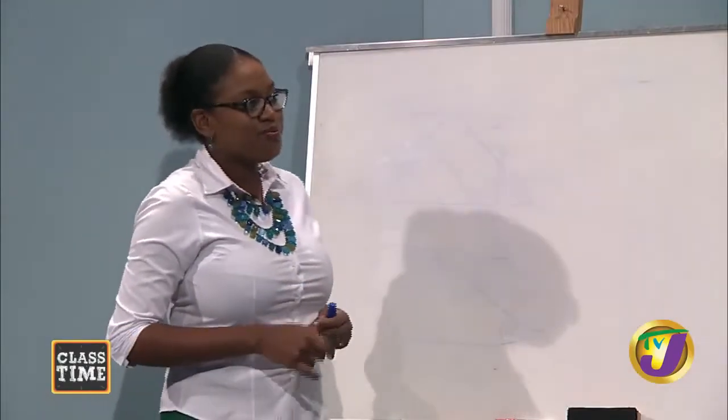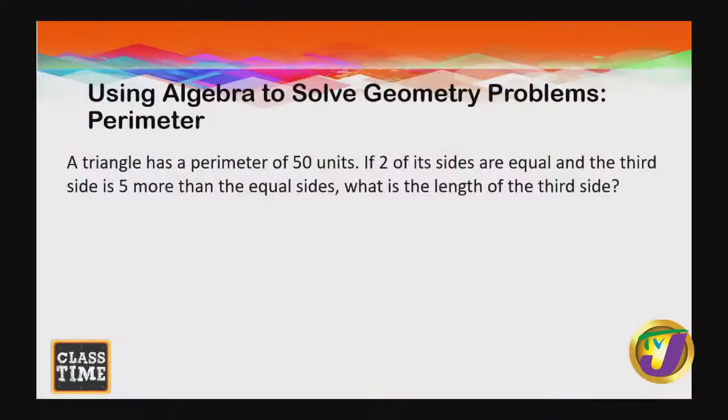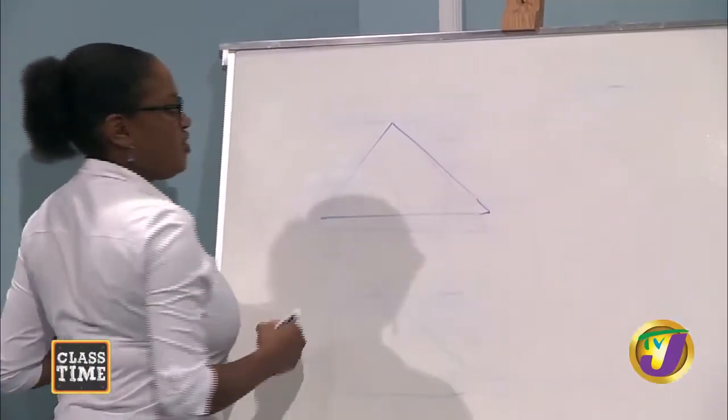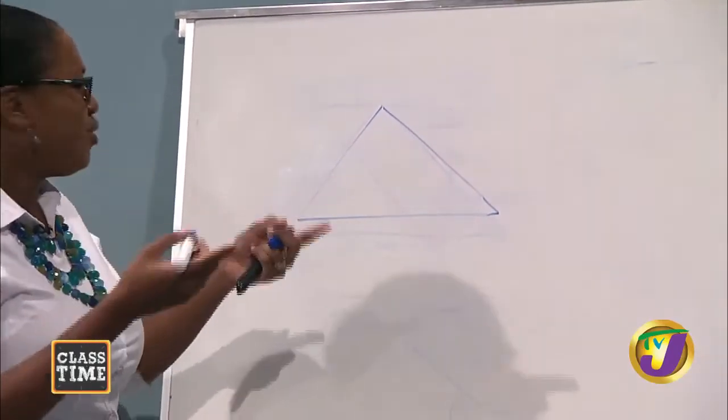Let's see how we can use some algebra to help us solve some geometric problems. This one is on perimeter. A triangle has a perimeter of 50 units, and if two of its sides are equal, and the third side is 5 more than the equal sides, what is the length of the third side? Just draw for me, please. The triangle looks like this. Two sides are equal, but we don't know what these sides are, so let's assign some variables.